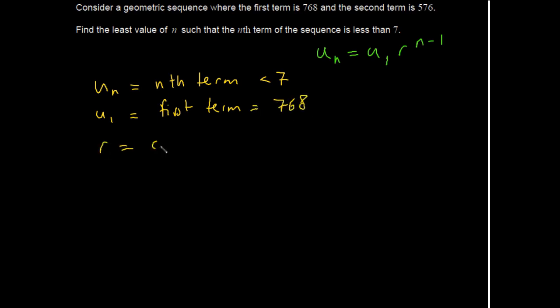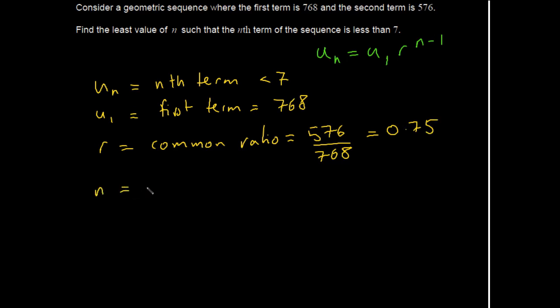R is the common ratio, which we can calculate by doing the second term divided by the first term, or the third term divided by the second term. Since we've only got two terms, we'll do the second term, 576, divided by the first term, 768. That works out to be 0.75. And then n is the number that we're looking for. N is the number of the term which we want to find.